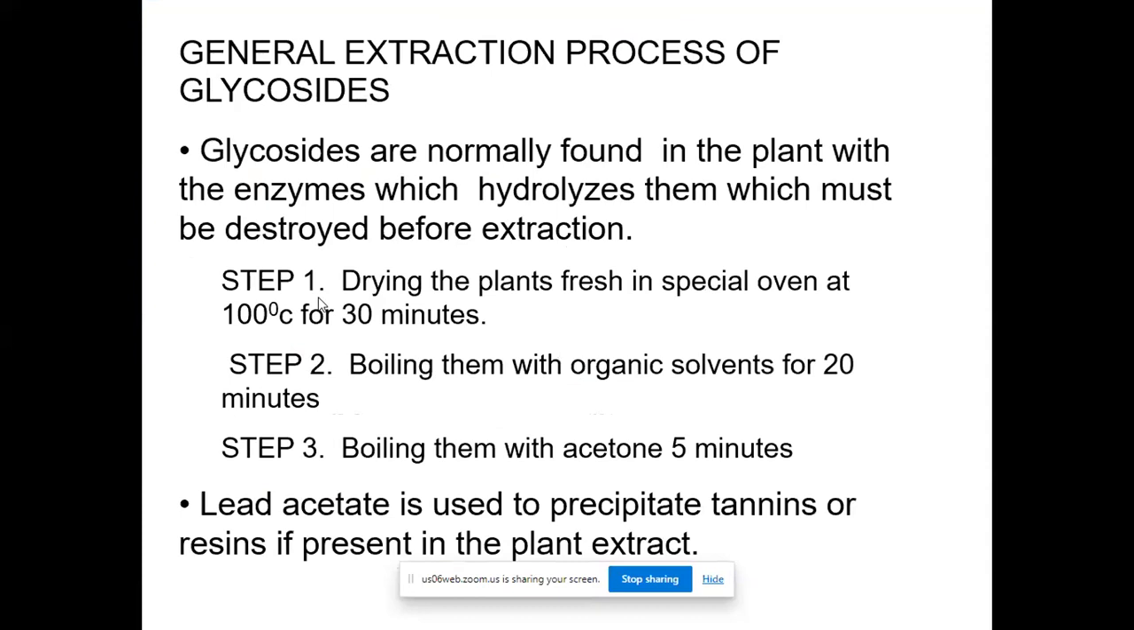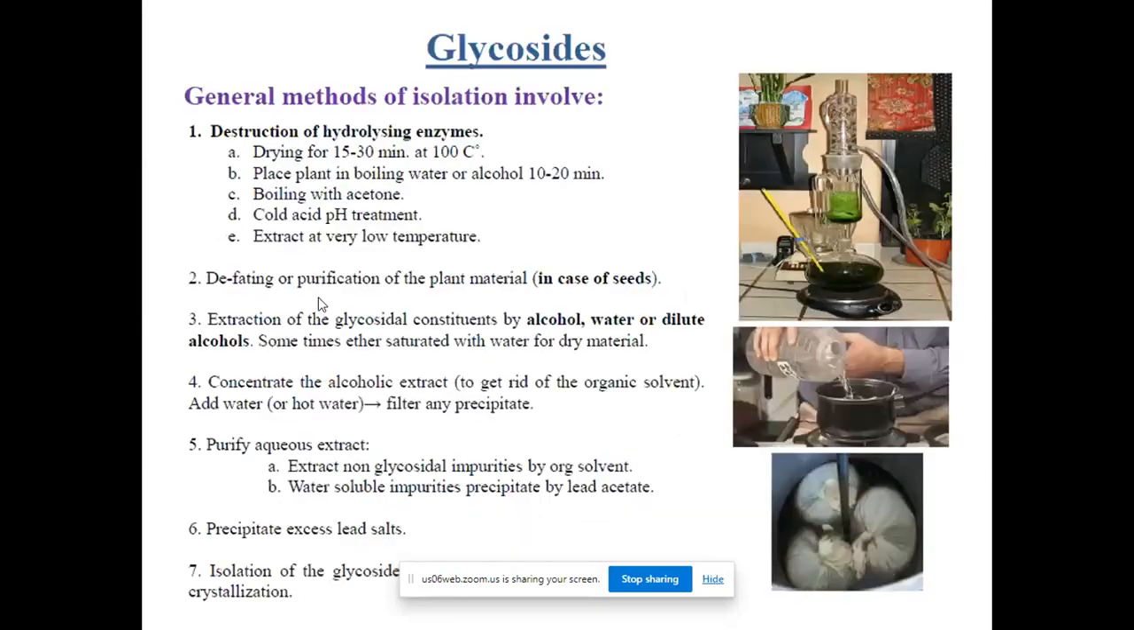So the general extraction process, you take the plant, you dry it for a few minutes to prevent the hydrolysis process from taking place. You can boil them with organic solvents and boil them with acetone. This is basically a method of isolating the glycosides.